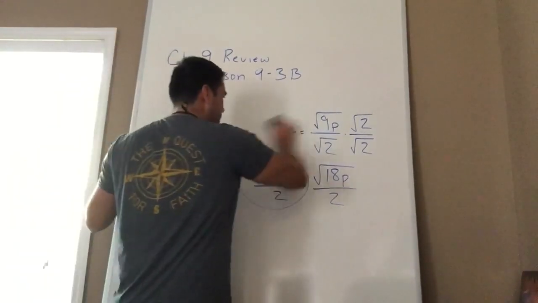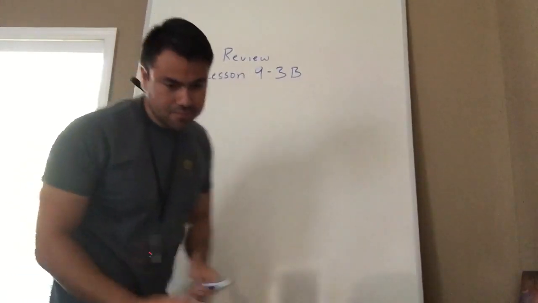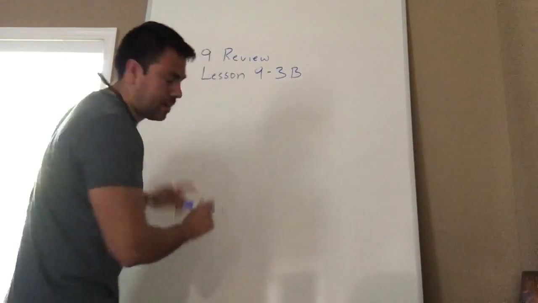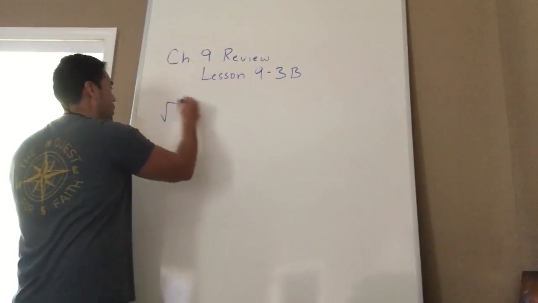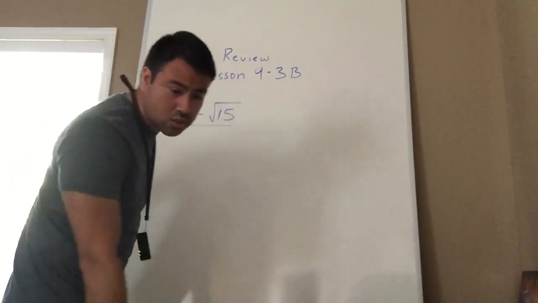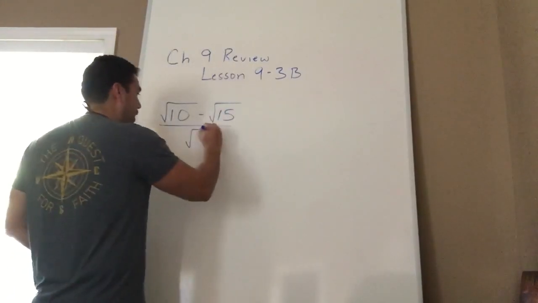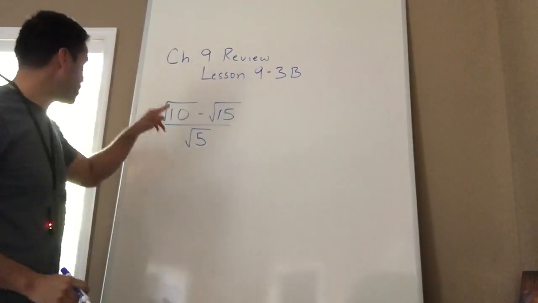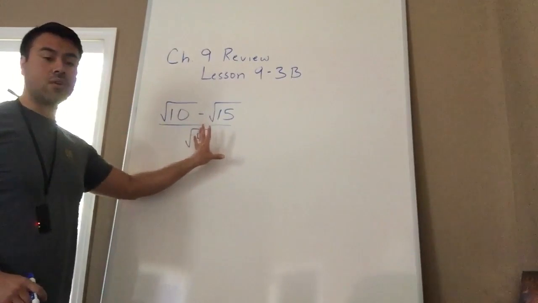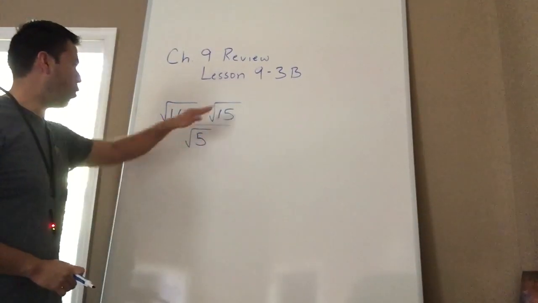And then you sometimes get problems like this one right here. I'm going to look for one because they get a little more complicated, but something you should be able to handle. Square root of 10 minus the square root of 15 over the square root of 5. Now it seems very tempting to just cancel those two out or cancel those two out, but we're going to leave that alone for now.